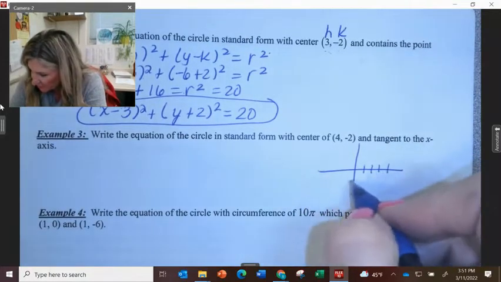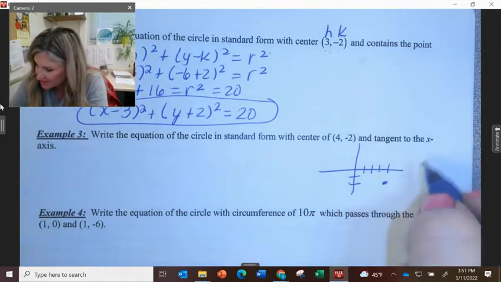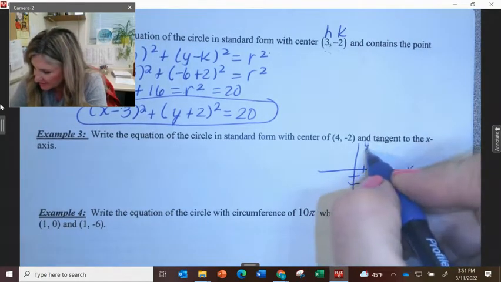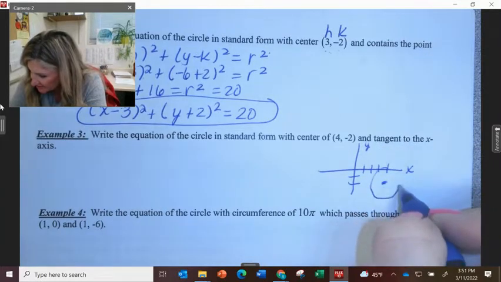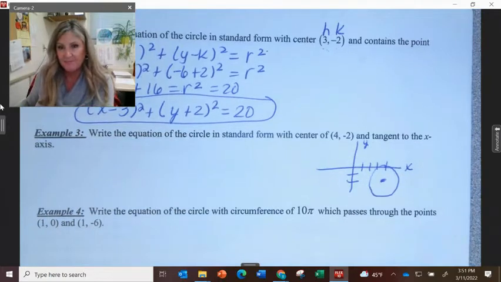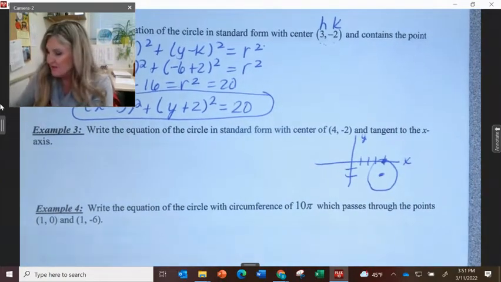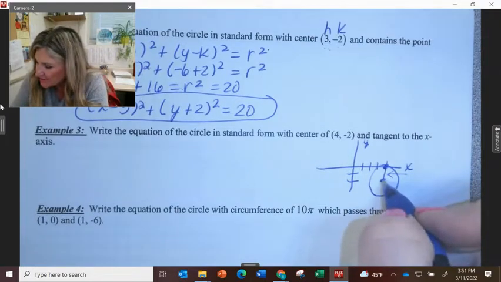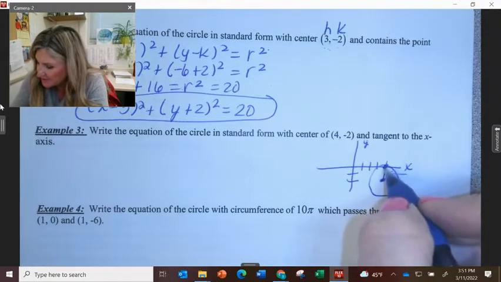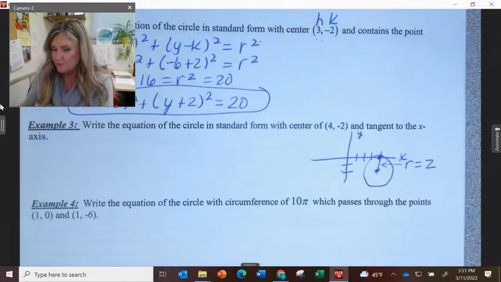1, 2, 3, 4, 1, 2. So here's our center, and we have to be tangent to the x-axis. Here's the x-axis, here's the y-axis. Tangent to that axis means that it's just going to touch that axis, just like that, at just that 1 point right there. What that allows us to see is, how far is it from that center up to that x-axis? Well, that's going to tell us that our radius is 2.